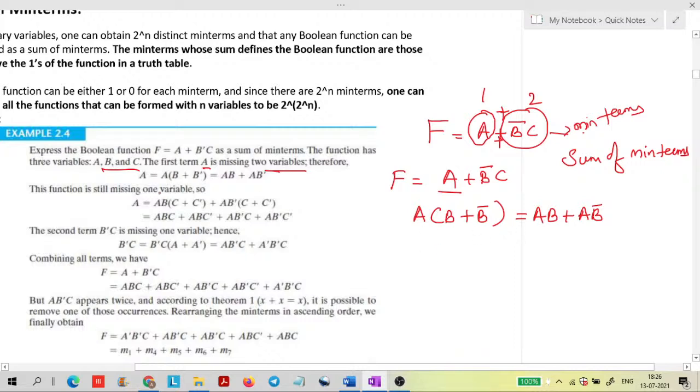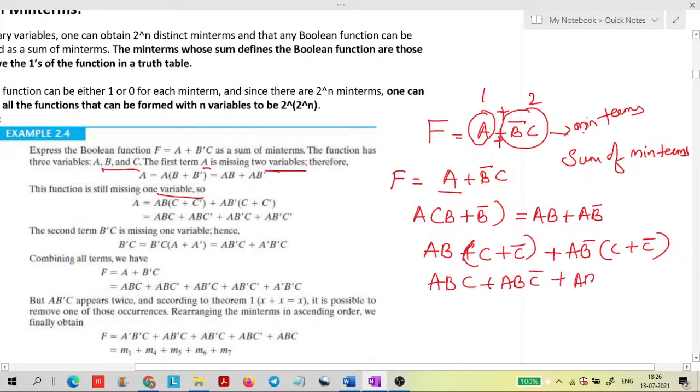So the function is still missing one more variable, that is c. Again, we can write it as ab plus, here one term is missing, that is variable c, plus c bar. c plus c bar means 1. Plus ab bar, c plus c bar. So here we can write abc plus abc bar plus ab bar c plus ab bar c bar, which means we will get all three variables.